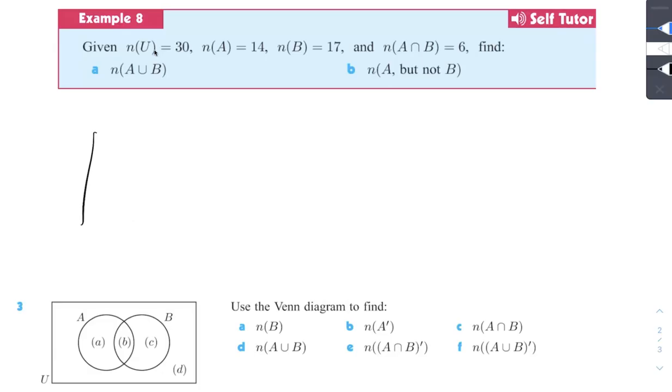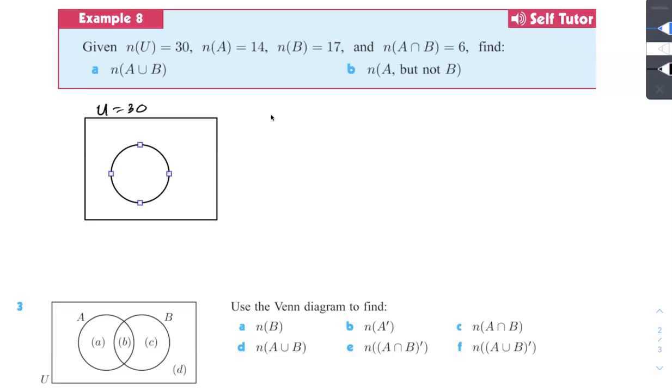As you can see, I cannot draw rectangles. I think my problem was I did them all like separate lines. Anyway, there's my rectangle. My universe is 30. You have an A, and you have a B. There we go, that's fine.